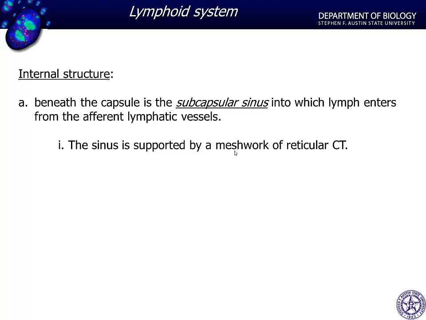Now, these aren't simply empty spaces. The lymph node would collapse if we just had fluid-filled spaces, for instance. But we're going to have cells that are referred to as reticular connective tissue cells. And some of these are going to be reticular epithelial cells. Their job is to maintain the shape and the integrity of these sinuses. They're not going to be involved in immune responses. They are simply there to hold that space open.